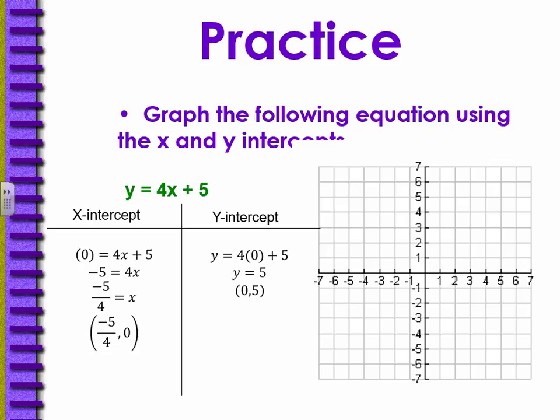Okay, so for the x-intercept, you should have put 0 for y. For the y-intercept, you should have put 0 for x and solved for your different intercepts. So getting the x-intercept to be (-5/4, 0), and your y-intercept to be (0, 5). Okay, so plotting these, the y-intercept is up here at (0, 5).